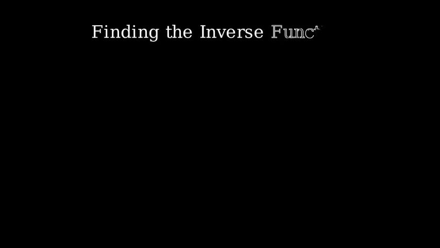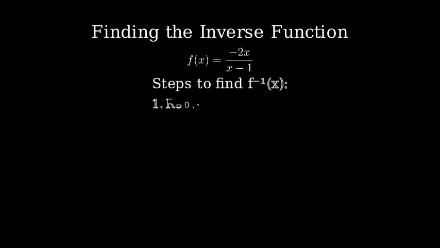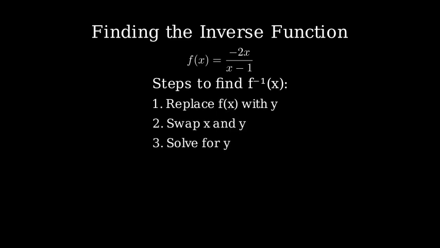Welcome. Today we'll find the inverse of the function f(x) = -2x / (x - 1) and verify our result. To find the inverse function, we'll follow these steps. First, replace f(x) with y. Then swap x and y. Finally, solve for y to get the inverse function.